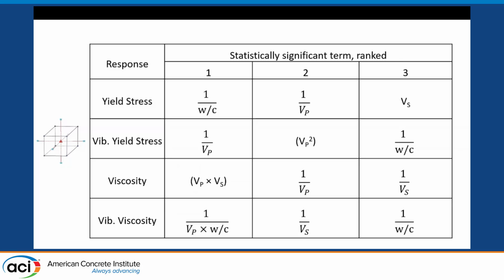So if you want to change your yield stress, the best way to do it would be to reduce your water to cement ratio. The second best option would be to reduce your volume of paste, and so on. So we get this whole relationship.